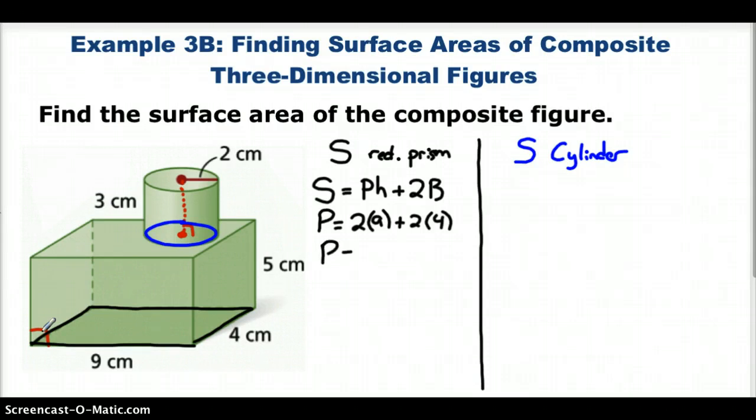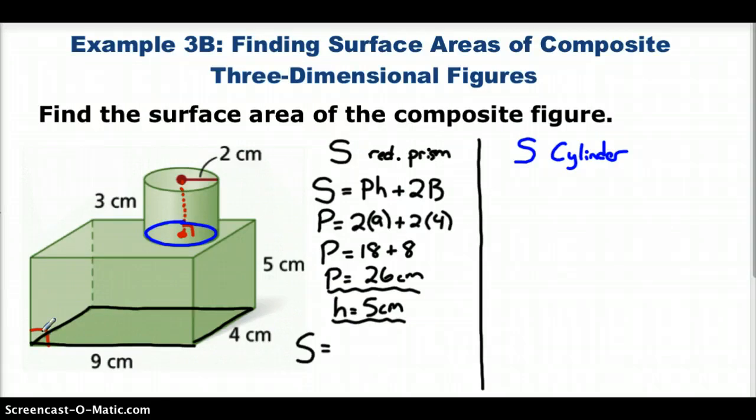So that will mean our perimeter is going to be equal to 18 plus 8. So our perimeter is going to be equal to 26 centimeters. Okay. Now our height is already given, right? Our height equals 5 centimeters. Okay. And so all we have to do at this point is plug this into our formula. So we get the surface area is going to be equal to our perimeter, which is 26. Okay. Multiplied by our height, which is 5.